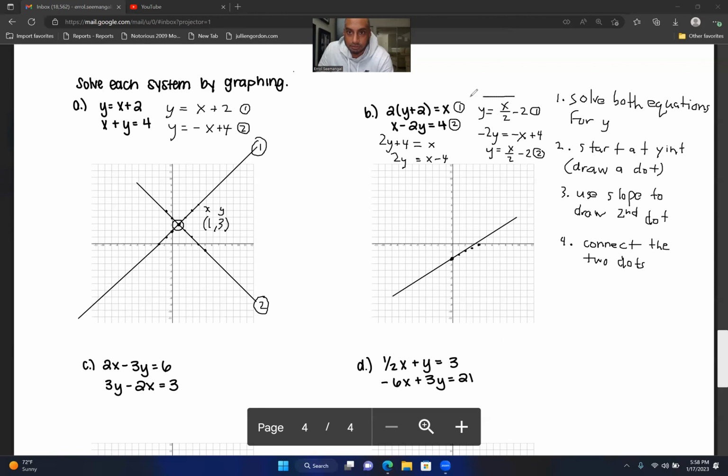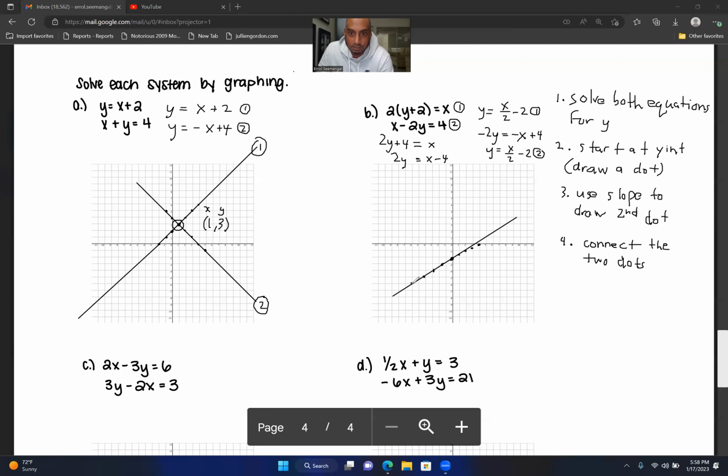Actually, what do you notice about this and this? They're the same. So what do you expect the second line to look like? The same one, it's going to overlap, same as the first. So what's the solution then? Infinitely many, exactly. Every dot on this line is a solution.